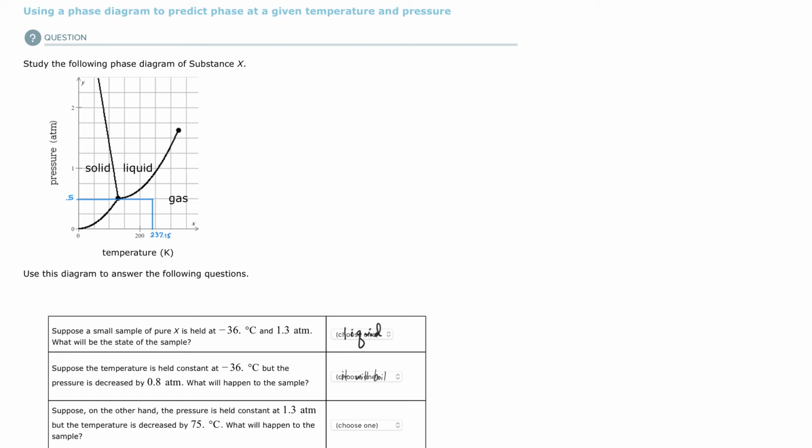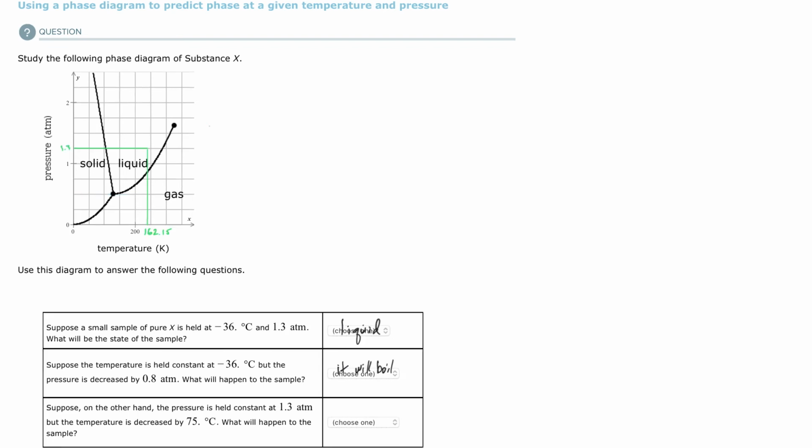Suppose, on the other hand, the pressure is held constant at 1.3 atmospheres, but the temperature is decreased by 75 degrees Celsius. What will happen to the sample? So in this case, I left it at 1.3 atmospheres, but reduced the temperature down, and the temperature goes down to 162.15. Well, when I look at where that crosses, that's a liquid.